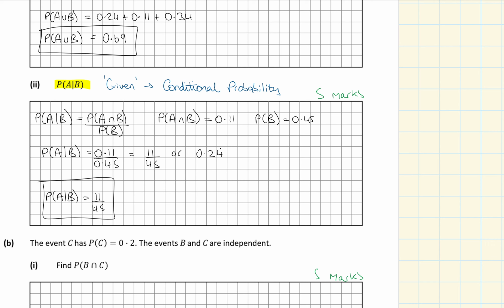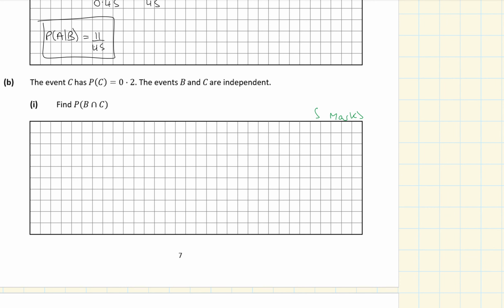It's part 2 done. So part B now, they tell us there's an event C, and that B and C are independent, and to find the probability of B intersection C. So the condition for independent events is, if two events are independent, then the probability of the intersection will equal the probability of B multiplied by the probability of C. And again, we're just going to use the work that we had above. B was 0.45. They tell us C is 0.2.